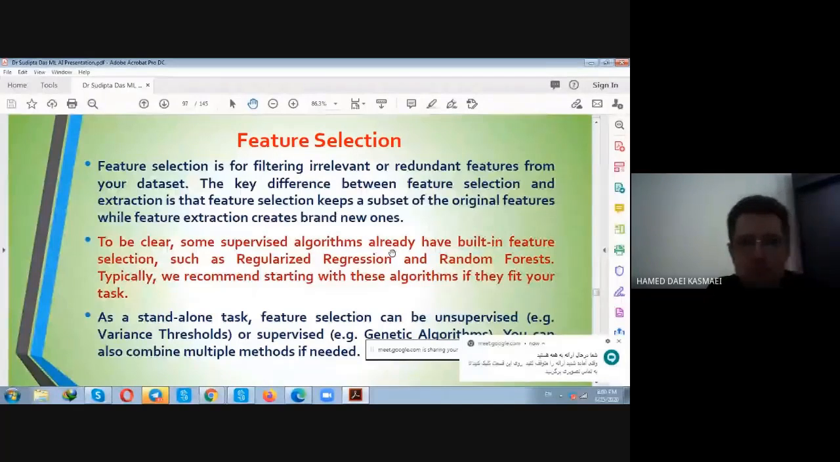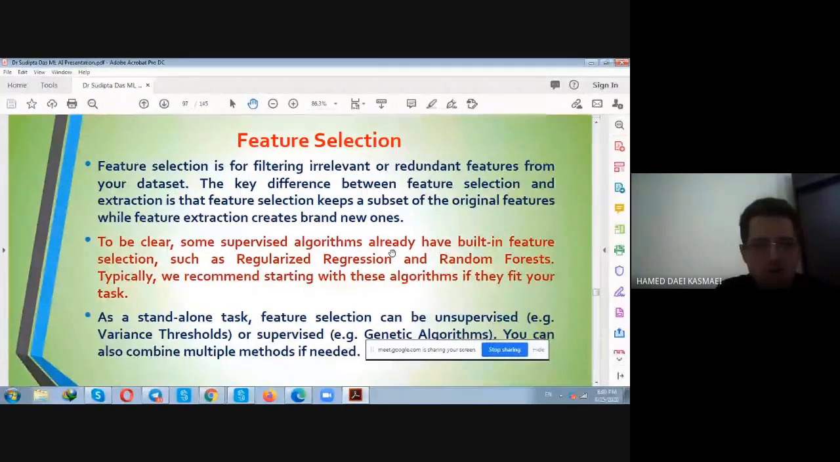Feature selection is for filtering irrelevant or redundant features from your dataset. The key difference between feature selection and extraction is that feature selection keeps a subset of the original features, while feature extraction creates brand new ones. To be clear, some supervised algorithms already have built-in feature selection, such as regularized regression and random forest, and you know about random forest from graph theory. Typically, we recommend starting with these algorithms if they fit your task.